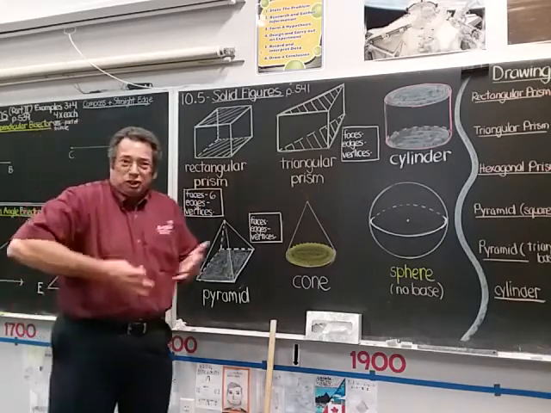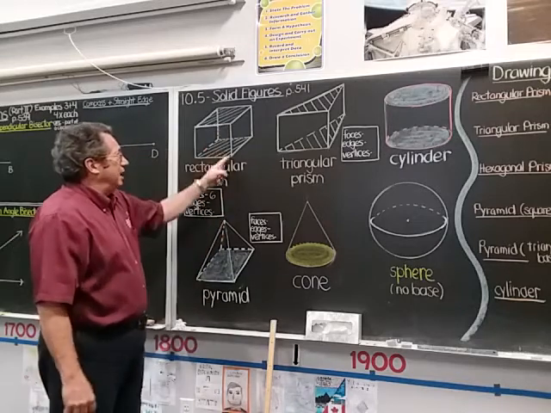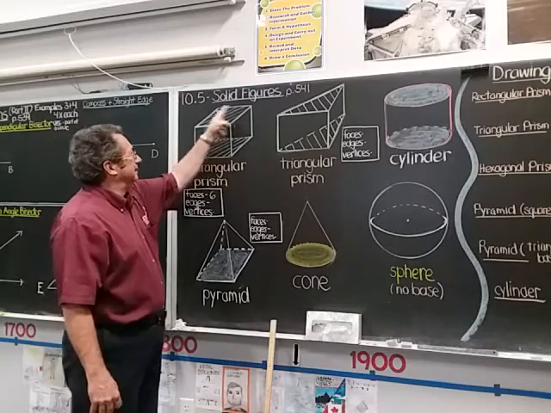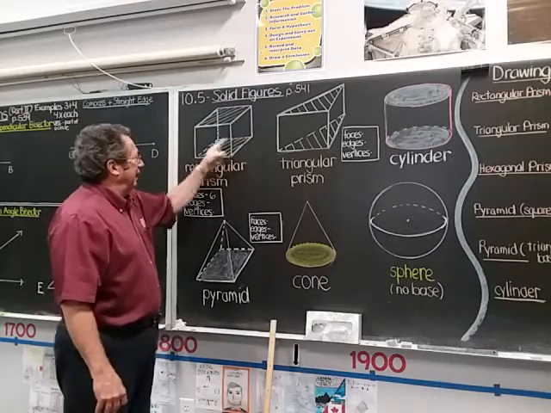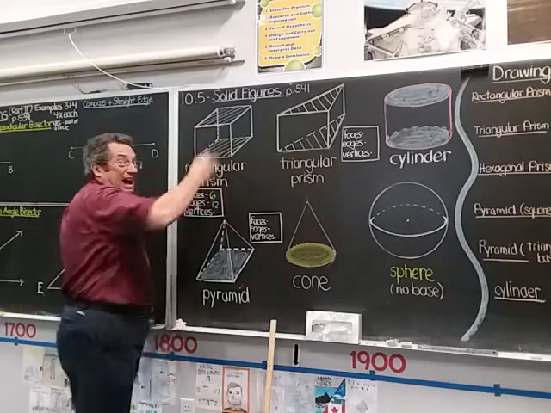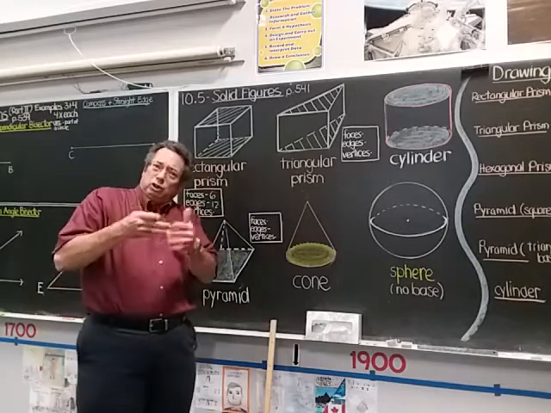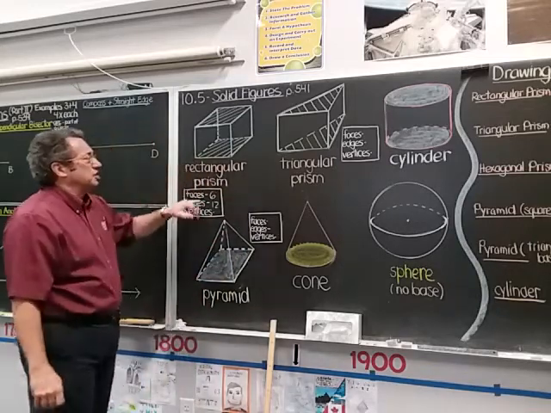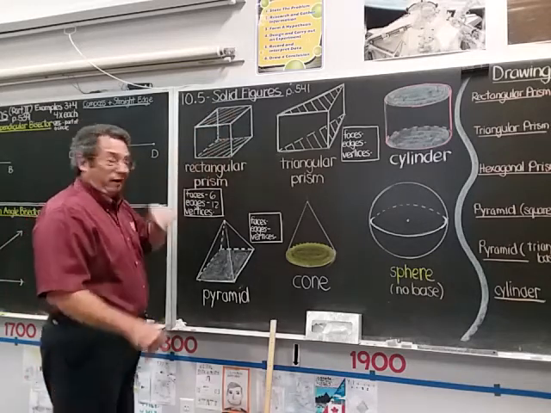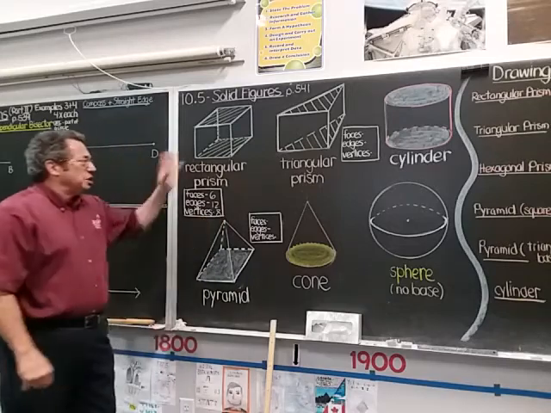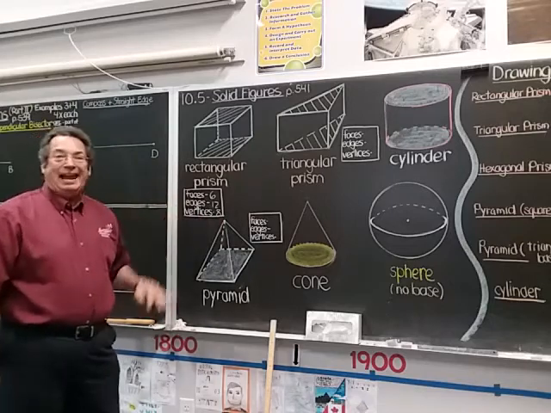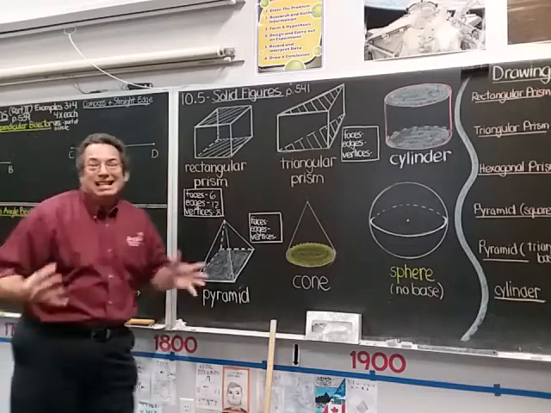Now the edges, of course, are what join the vertices. So here's an edge, 1, 2, 3, 4, all right? 5, 6, 7, 8, 9, 10, 11, 12. I see 12 edges, all right? Those are the line segments that join the vertices. How about those corners? How many vertices do you see? 1, 2, 3, 4 on the bottom part. 1, 2, 3, 4 on the top part. And I see 8 vertices. So in a rectangular prism, every box will have 6 faces, 12 edges, and 8 vertices. That's kind of what makes it a rectangular prism.